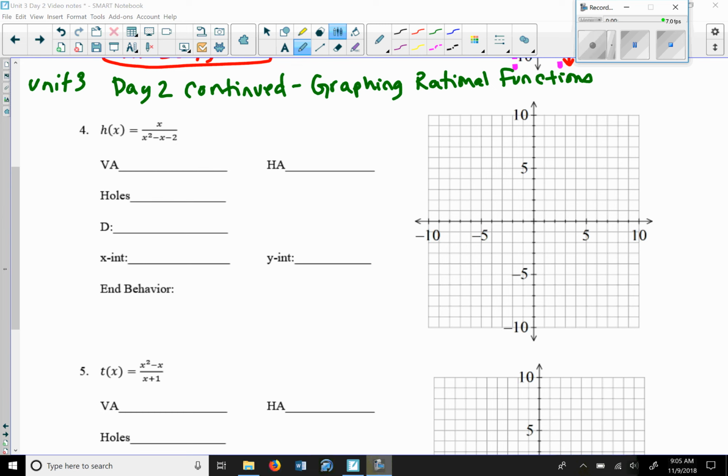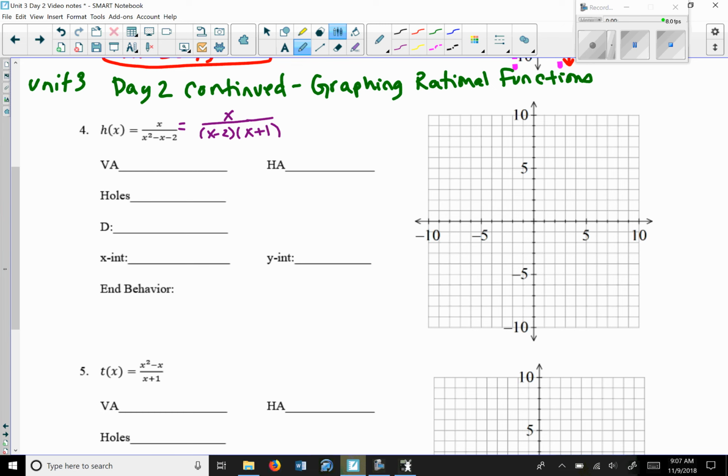Unit 3, Day 2 continued. We are continuing on graphing our rational functions. So for this first one, remember when we are graphing our rational functions, the first thing you want to do is factor the equation. So go ahead, the numerator just stays as x, and we have x minus 2 times x plus 1 to factor.